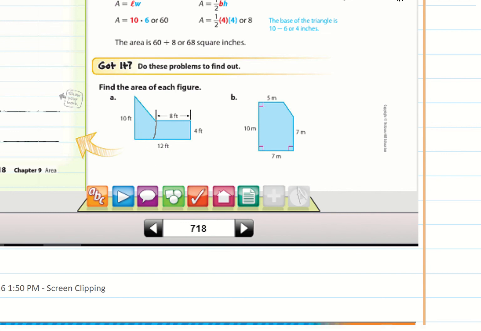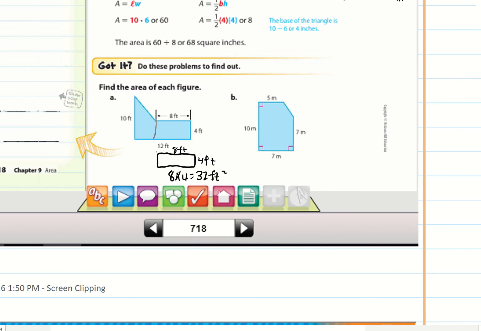So for my rectangle, I have to make sure I'm very precise with my calculations. This whole line on the bottom is 12 feet, but I only need part of it here for my rectangle. And if I look above the 12 feet, I see this distance is 8 feet. So my base of my rectangle is going to be 8 feet, and my height is going to be 4 feet. So for my rectangle, I have 8 times 4 equals 32. Another way I can do this, I can also draw it out to help me. So this is 8 feet and 4 feet. And so 8 times 4 is 32 feet squared.